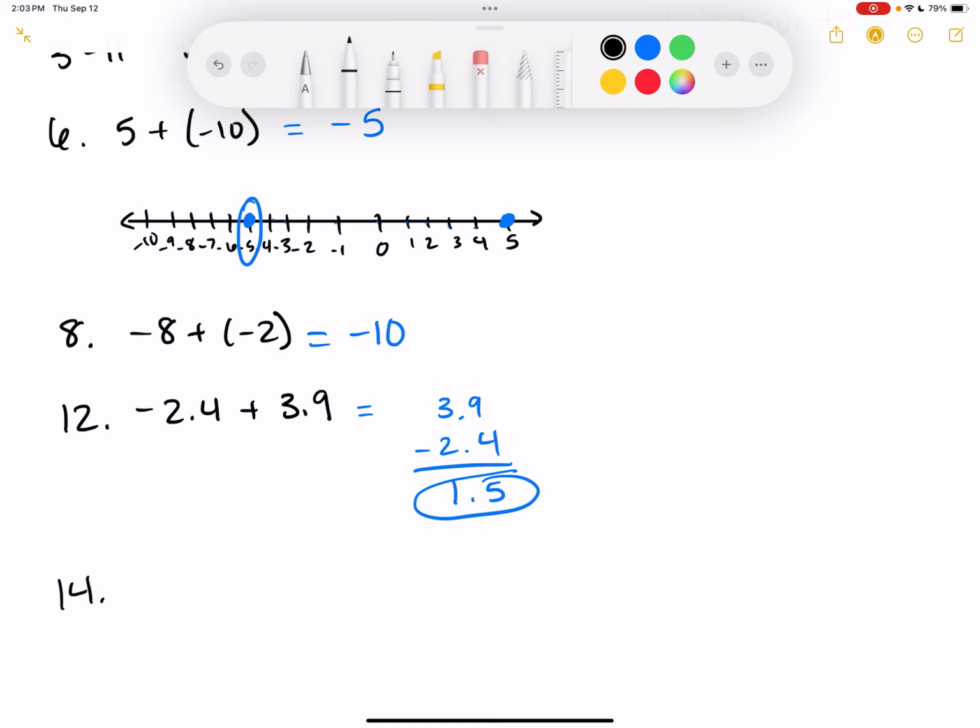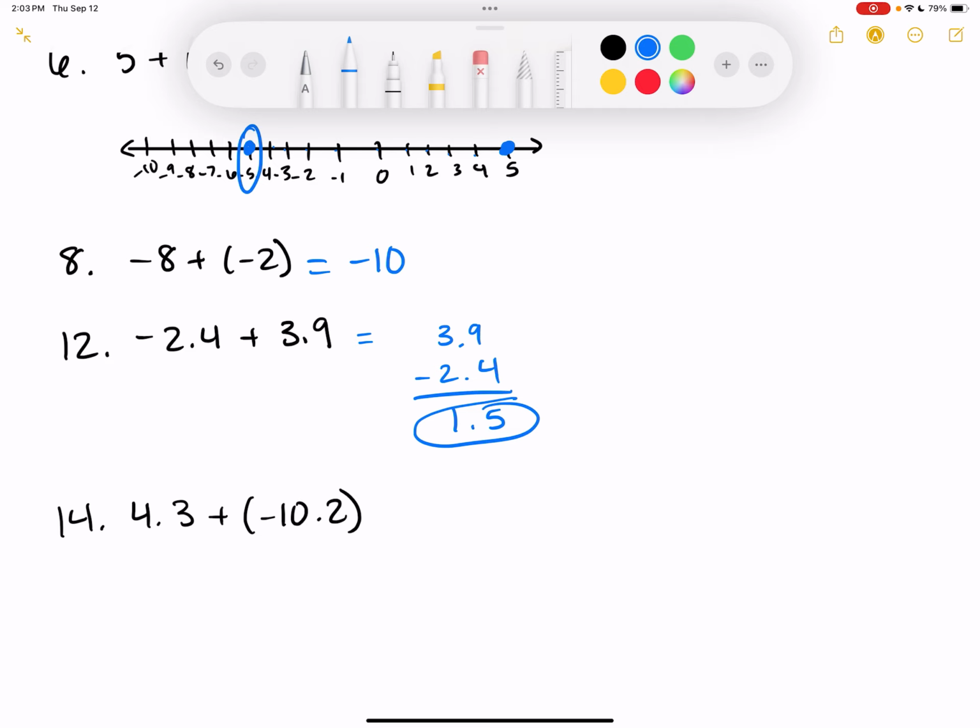Number 14, 4.3 plus -10.2. So at this one, I'm going to do the same type thing that I just did in 12, but I'm going to do the opposite of it. So the bigger number goes on top, so 10.2 minus 4.3. So that ends up being 5.9, but which number was bigger? -10.2, so this is going to be a -5.9.